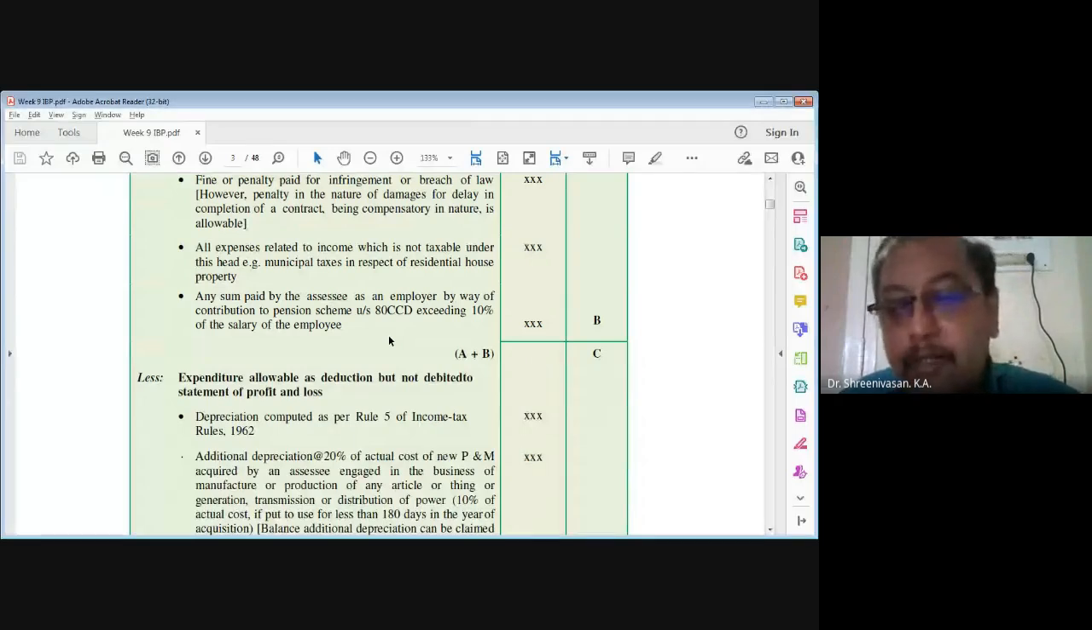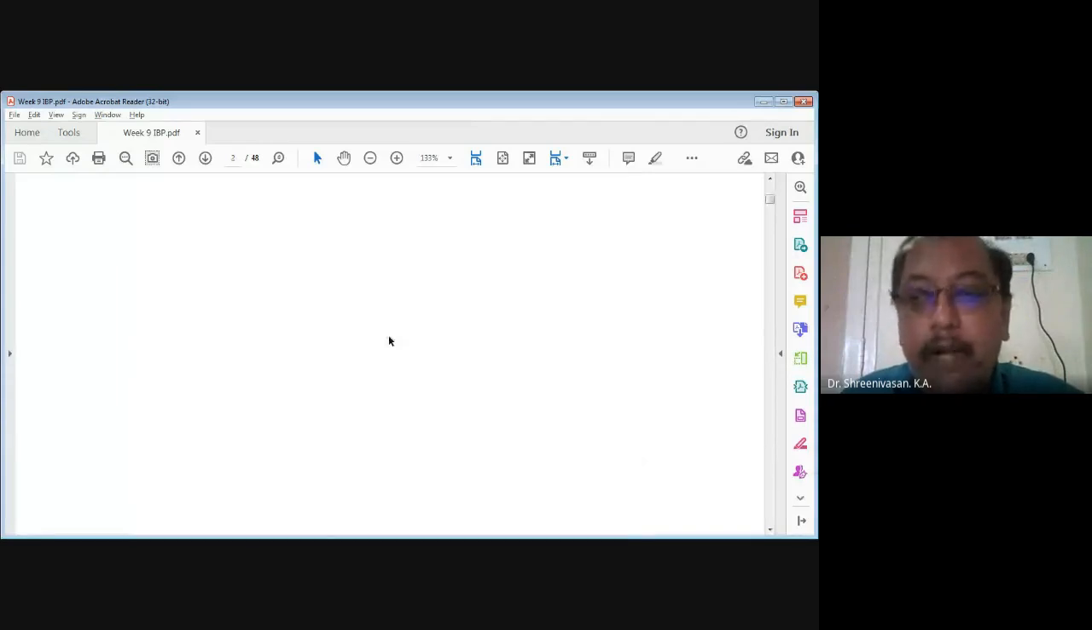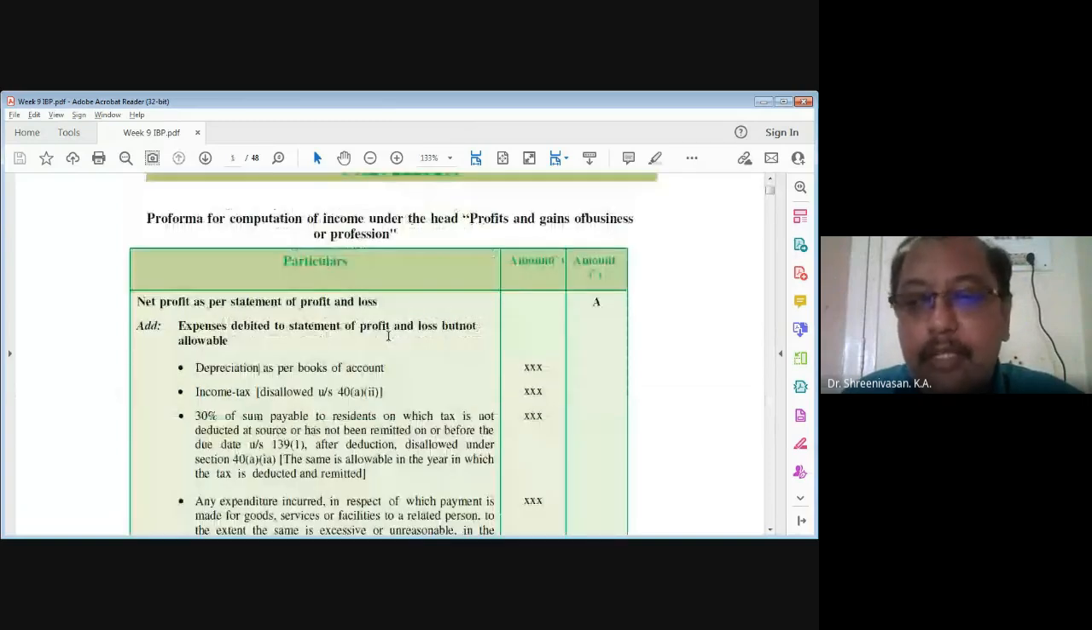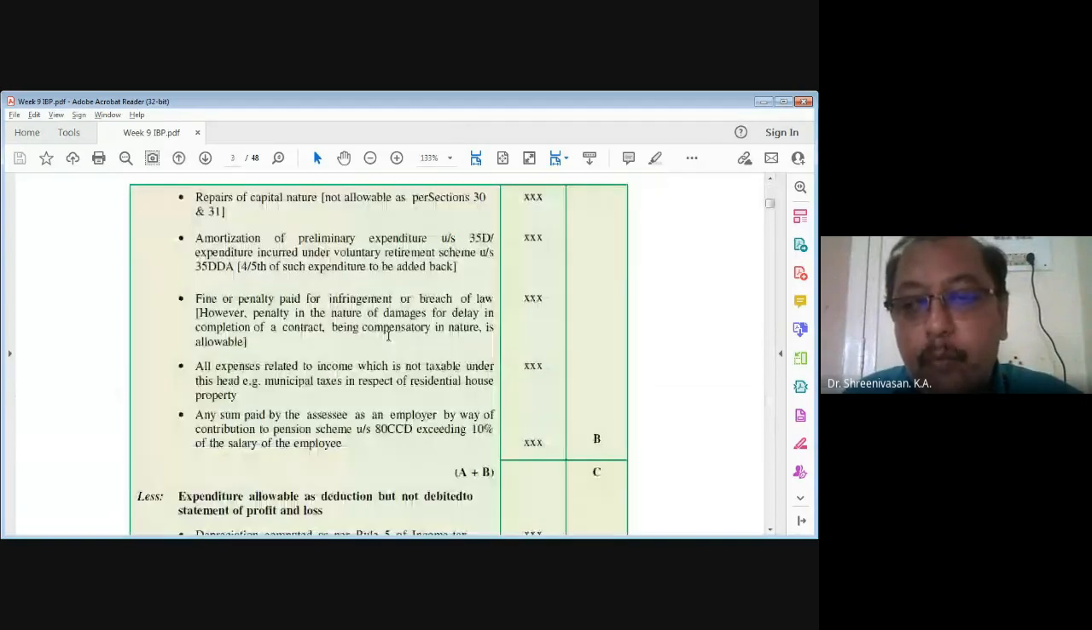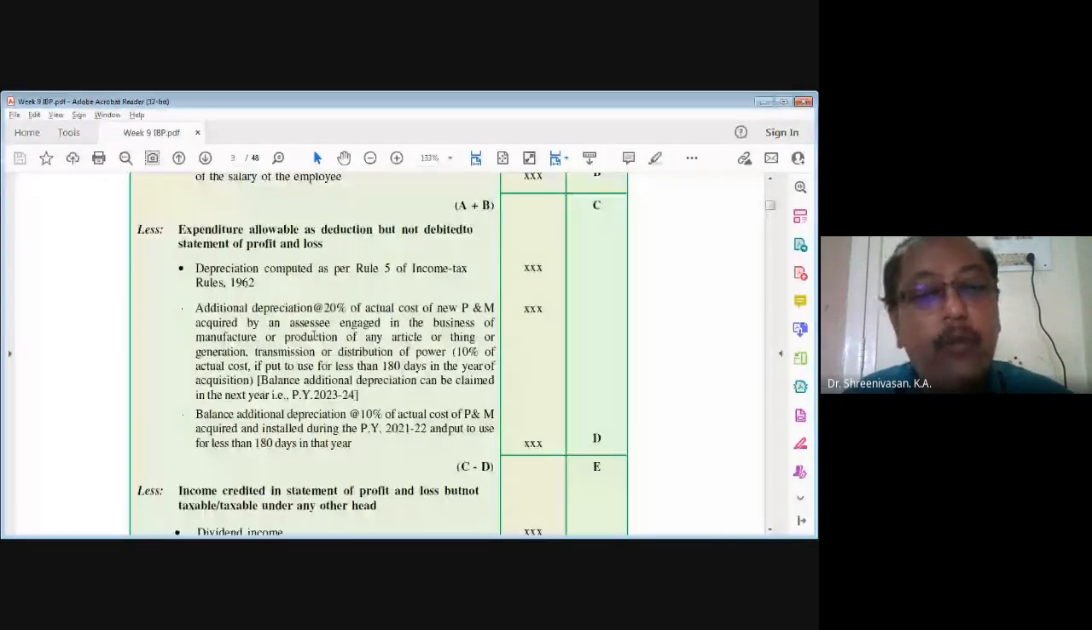All these expenses are going to be added back to the net profit. Assuming net profit for the year of the assessment period is going to be A, the total of all these expenses is going to be called B, and A plus B will be your total amount C, whatever you are going to get. And from this C, you are going to subtract certain expenses which are allowed as deduction but not debited to the statement of profit and loss account.